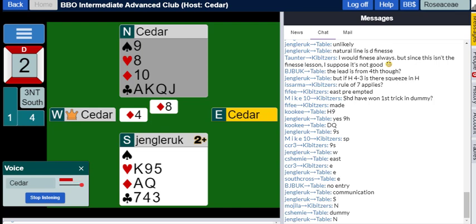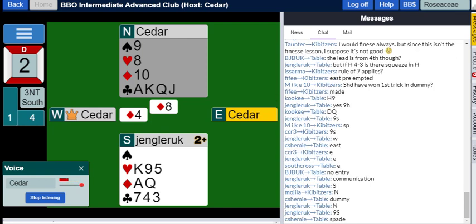So you are wrong, Jonathan. You don't want to end up in the south hand. Ah, you change your mind to north. And Caroline, you're right as well. You want to end up in dummy, ready to cash the single threat.